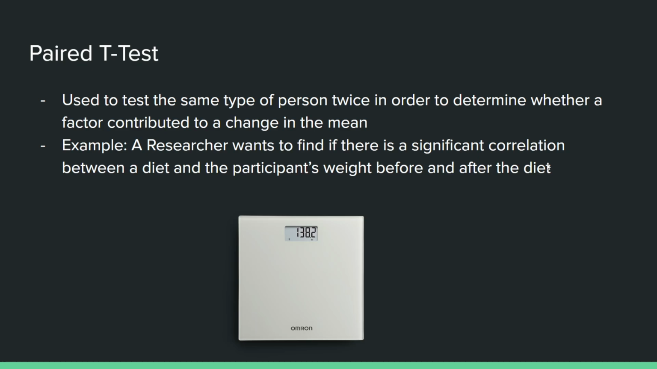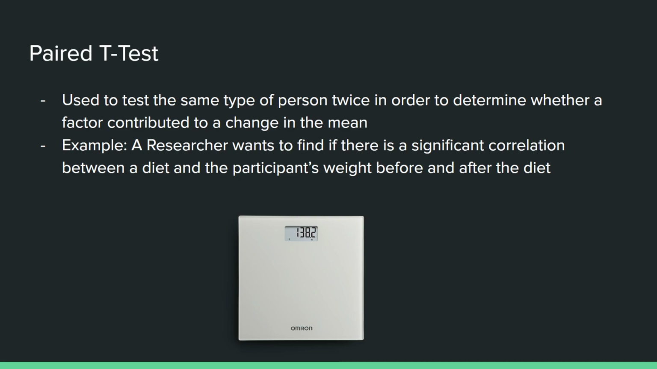Next, we have our paired t-test. This is used to test the same type of person twice in order to determine whether a factor contributed to a change in the mean. So for this, we can go back to our earlier example of weight loss based on a diet.